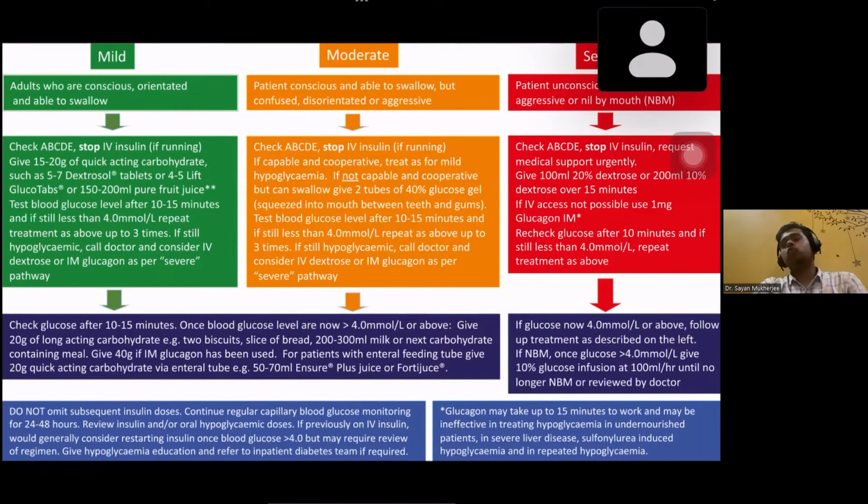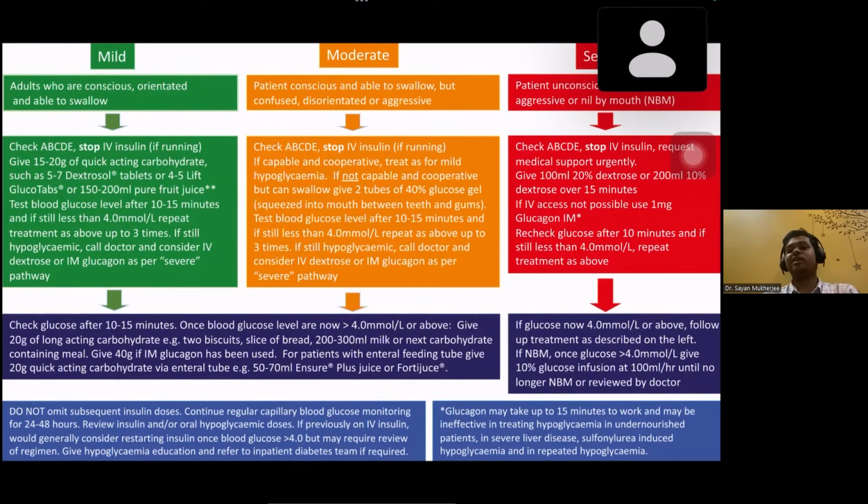In severe, there are 2 approaches that you can have. One is IV dextrose, and the other one is glucagon. And generally, glucagon is not freely available everywhere. So generally, IV glucose is the commonly used thing that we use in the emergency department. So if it's a 20% dextrose, you give him 100 ml. If it's 10%, you give him 200 ml, over 15 minutes.